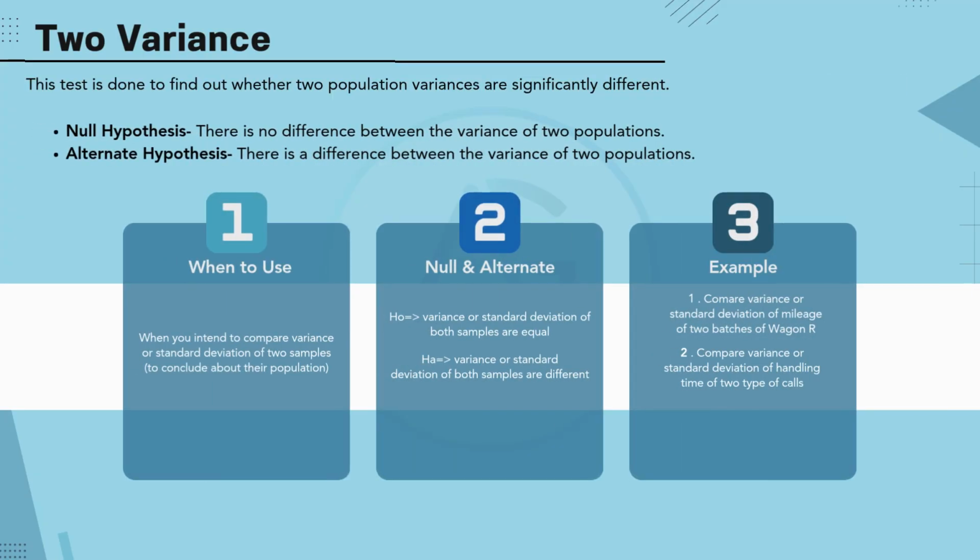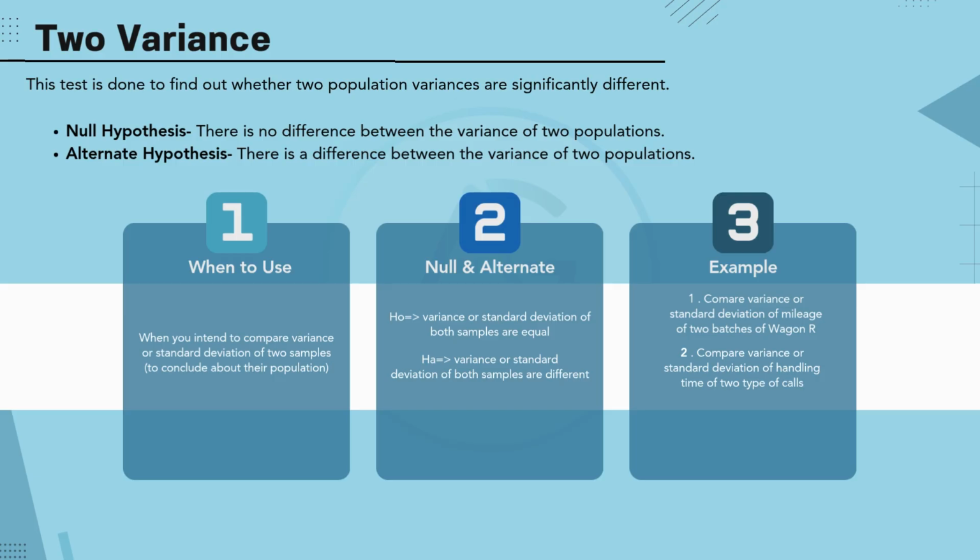2. Variance. In this section, we'll discuss the two-variance test, which is used to determine if two population variances are significantly different from each other. When to use this test? You use a two-variance test when your goal is to compare the variability, or standard deviation, between two different samples.